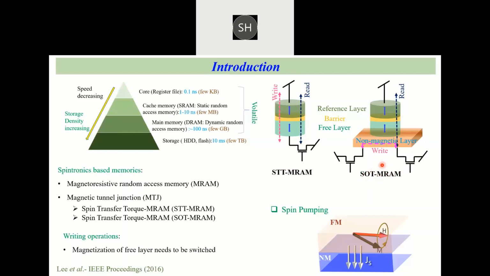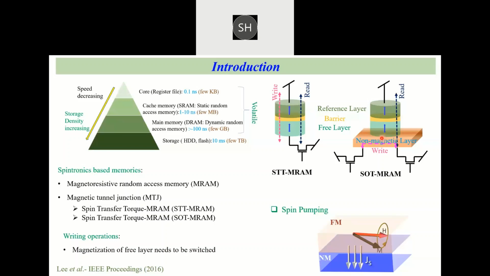In SOT-based MRAM, when we apply a charge current in a non-magnetic material of high SOC strength, spin current can be generated through the spin Hall effect, and that travels to the magnetic layer and switches the magnetization. What is important in this aspect is that the non-magnetic layer should have very high SOC strength, and also the interface quality is very crucial as the spin current will traverse through that interface. So examining the interface quality is very crucial.